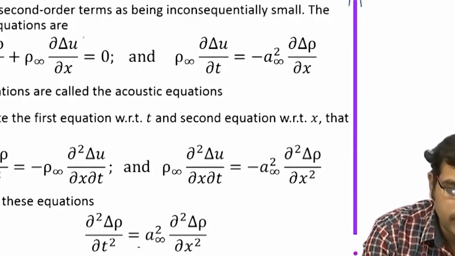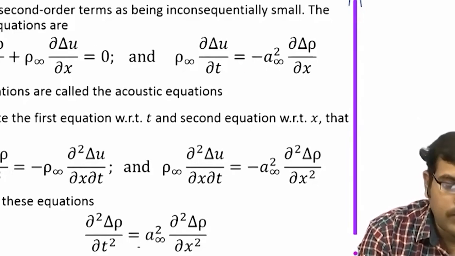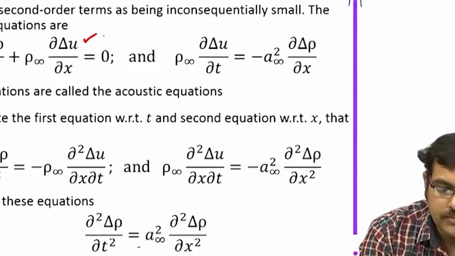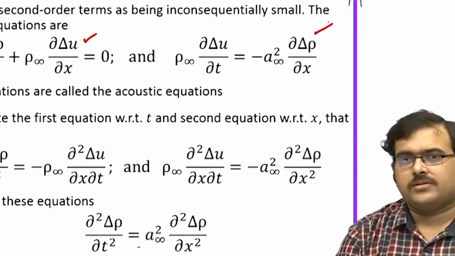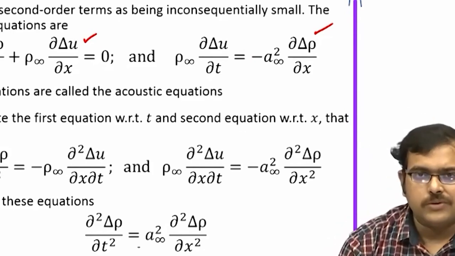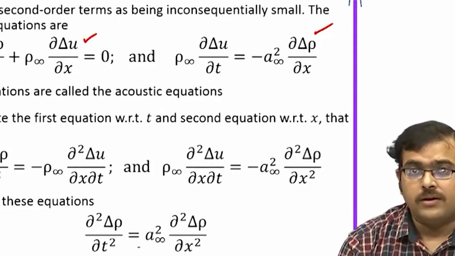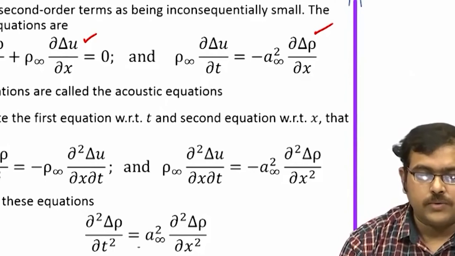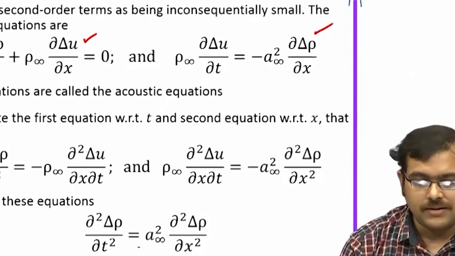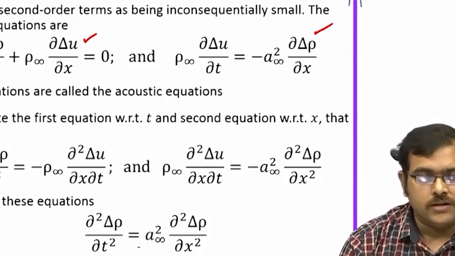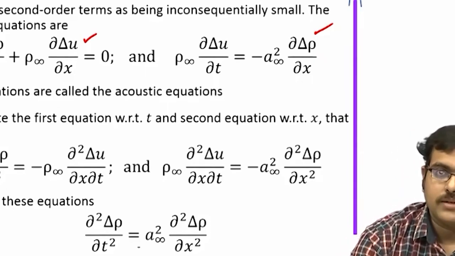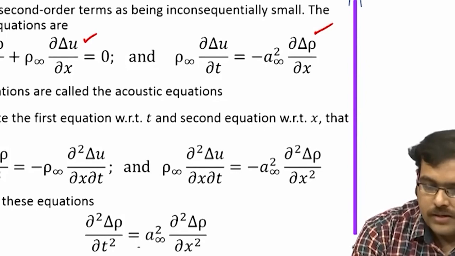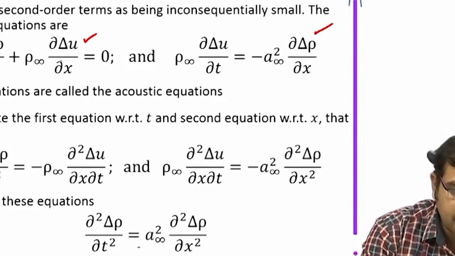So you have two equations. The first one comes from continuity and the second one comes from momentum, and these equations are now the equations for evolution of an extremely small perturbation in a quiescent medium, and that is typical of a sound wave. Can we get the equations of sound wave from here? You can do that.